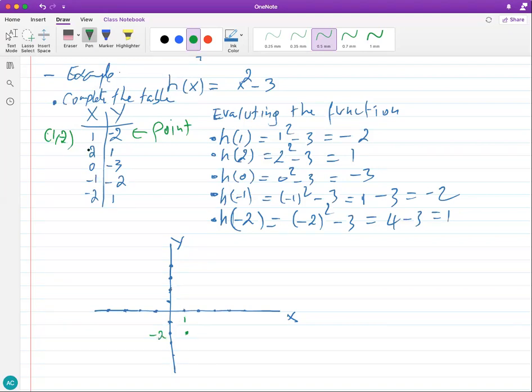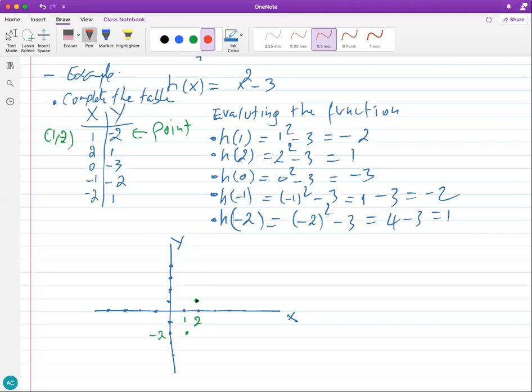Then start from 2, go to 1. x is 2. Again, the first one is always on the x-axis. And then go up once, right? Up 1. That's right over here.